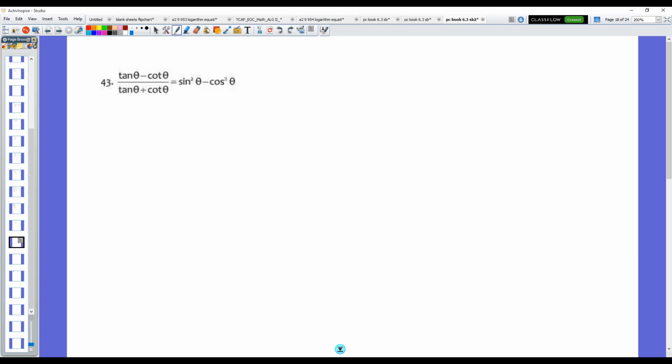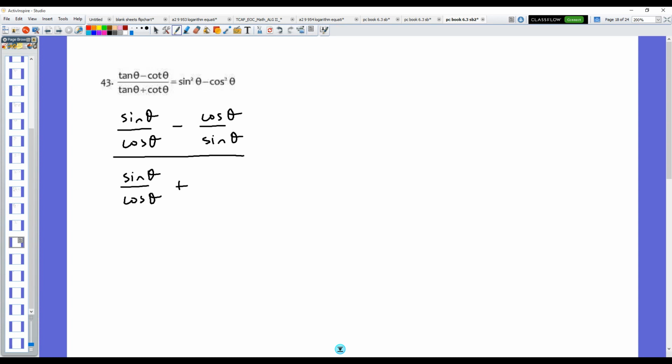43. I believe there's more to do over here on the left. So tangent becomes sine over cosine. Cotangent becomes cosine over sine. Same thing on the bottom, but I'll have a plus sign in the middle. Sine over cosine plus cosine over sine.